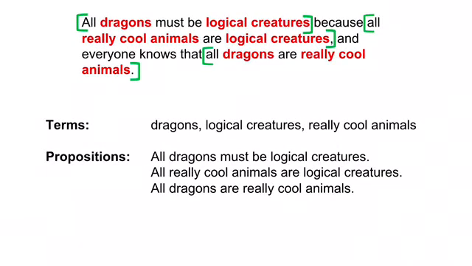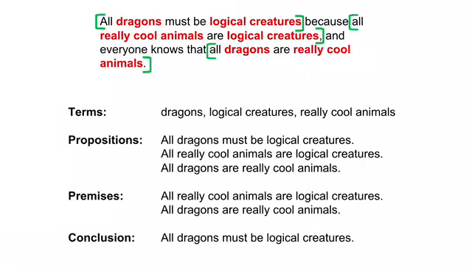Now, we go ahead and put in some green brackets here, and we see that we have three propositions. All dragons must be logical creatures. That's one proposition. All really cool animals are logical creatures. That's another proposition. Right? This is just following that basic formula. S is P, right? Subject is predicate. And then we've got a third proposition. All dragons are really cool animals.